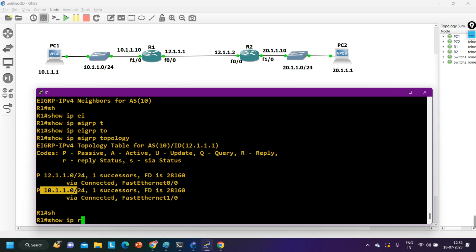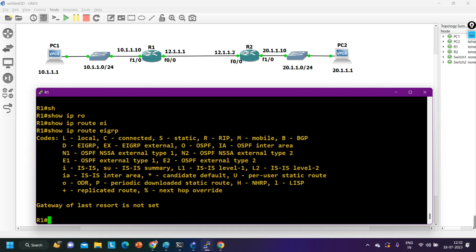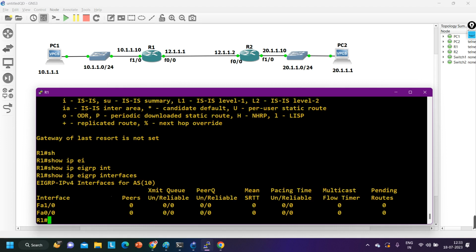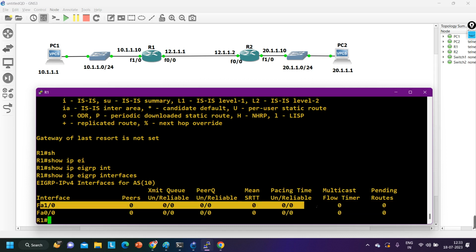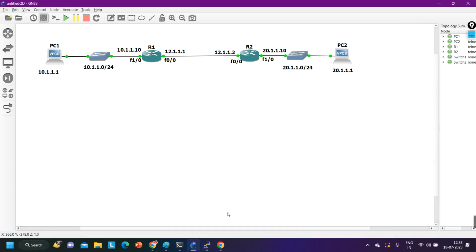And show ip route eigrp. This is the EIGRP routing table. Inside the routing table you can also see EIGRP has no prefix. So these are the three tables of EIGRP: show ip eigrp neighbor, show ip eigrp topology, show ip route eigrp. And one more command, show ip eigrp interface, to check the EIGRP enabled interfaces. Done.